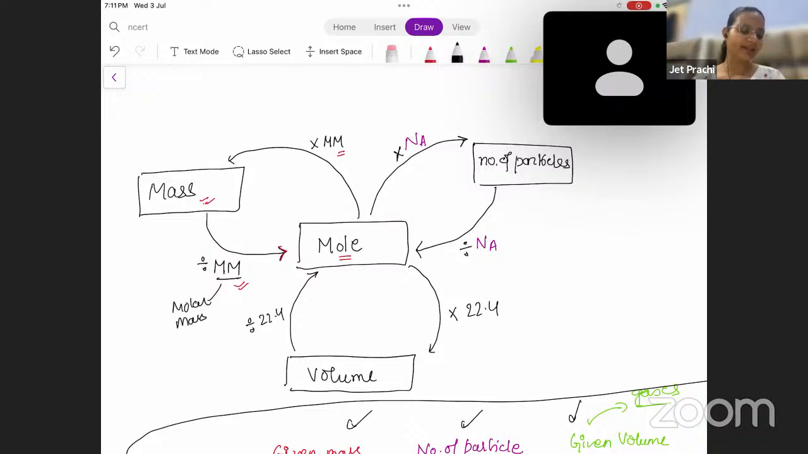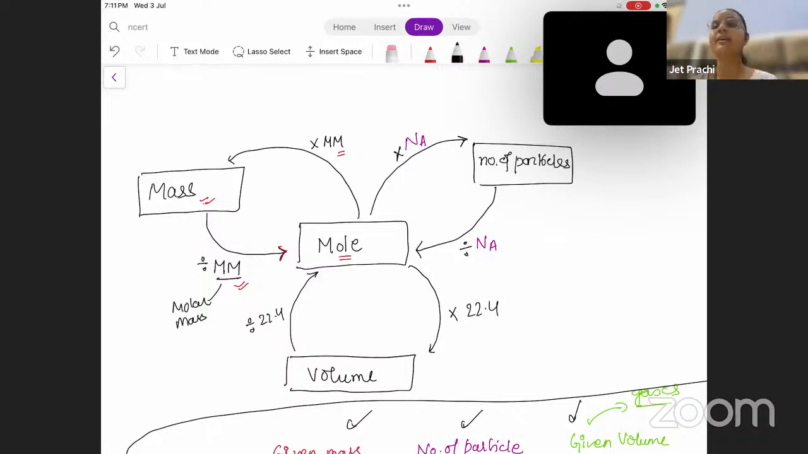Yes, Fatima has understood. What about Gayatri, Deepika, Rakshit? Rakshit, have you understood this whole thing? If there is any doubt, you can ask it.